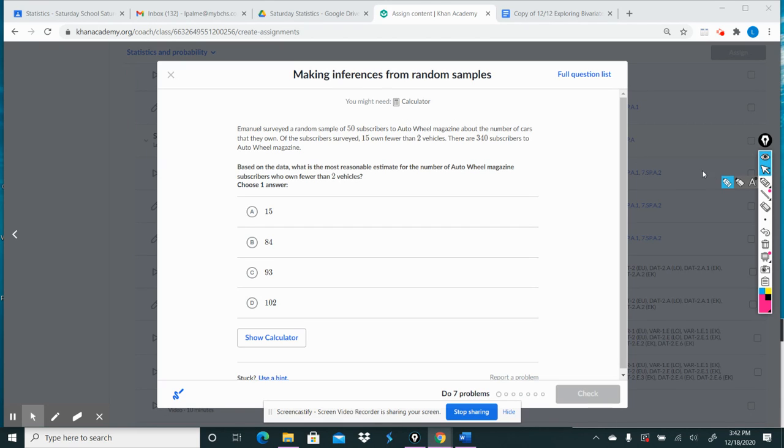So you're going to need a calculator here. There is a calculator here on Khan Academy. However, if you have your own, and you're going to just need a piece of paper and a pencil, you might need to write things down.